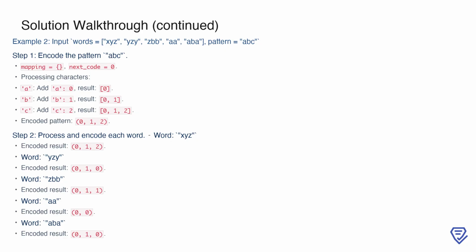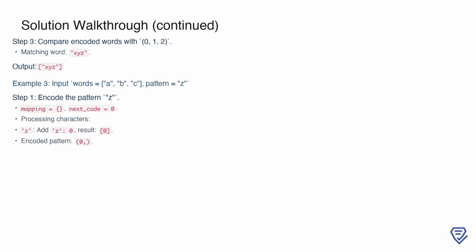For YZY, the encoding assigns 0 to Y, 1 to Z, and then reuses 0 for the second Y, resulting in 0, 1, 0. The word ZBB is encoded as 0, 1, 1, as Z maps to 0 and B to 1. For AA, both characters are the same, so we get 0, 0. Finally, ABA is encoded as 0, 1, 0. From these, only XYZ matches the encoded pattern 0, 1, 2, so the output is XYZ.